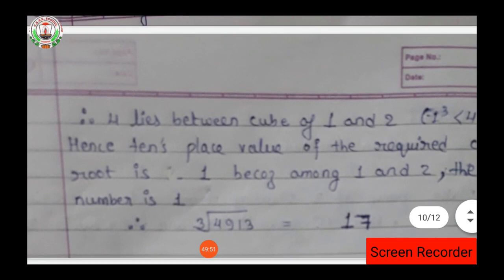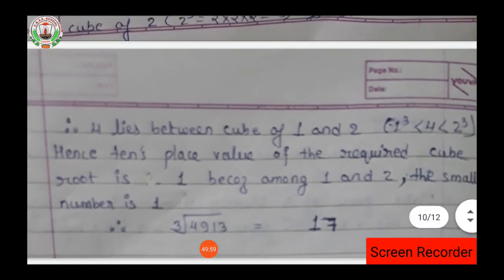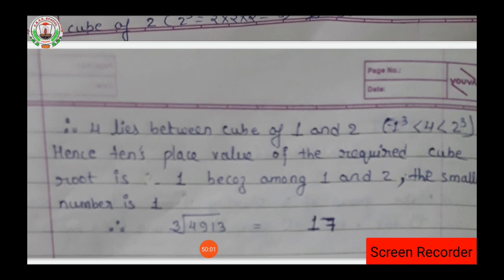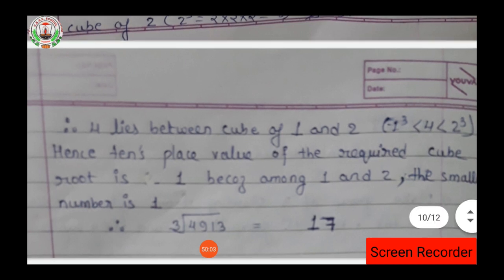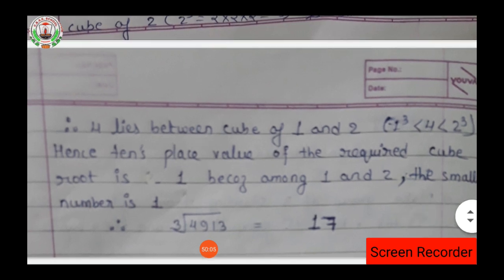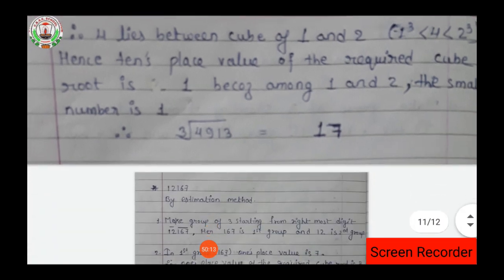वंस सॉरी नॉट टेंस की प्लेस वैल्यू पे। जो छोटा नंबर 4 लाइज बिटवीन cube of 1 and 2, isn't it? So 1 cube less than 4 less than 3 cube. So hence the tens place value of the required cube root is 1, because among 1 and 2 the smallest number is 1. So whole cube root is 17.